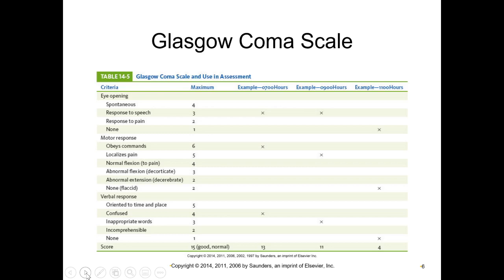So this person had gone from responding to, their eyes didn't open spontaneously, but they responded to speech. Then, 4 hours later, they're not responding to speech. Look at motor response. They obeyed commands. 2 hours later, they could localize pain. 2 hours later, there was no motor response to pain. Look at your verbal responses. They were confused initially, so they weren't oriented at time and place. But then they became inappropriate in their words, and finally, there was no verbal response. So this patient has become much more gravely ill.